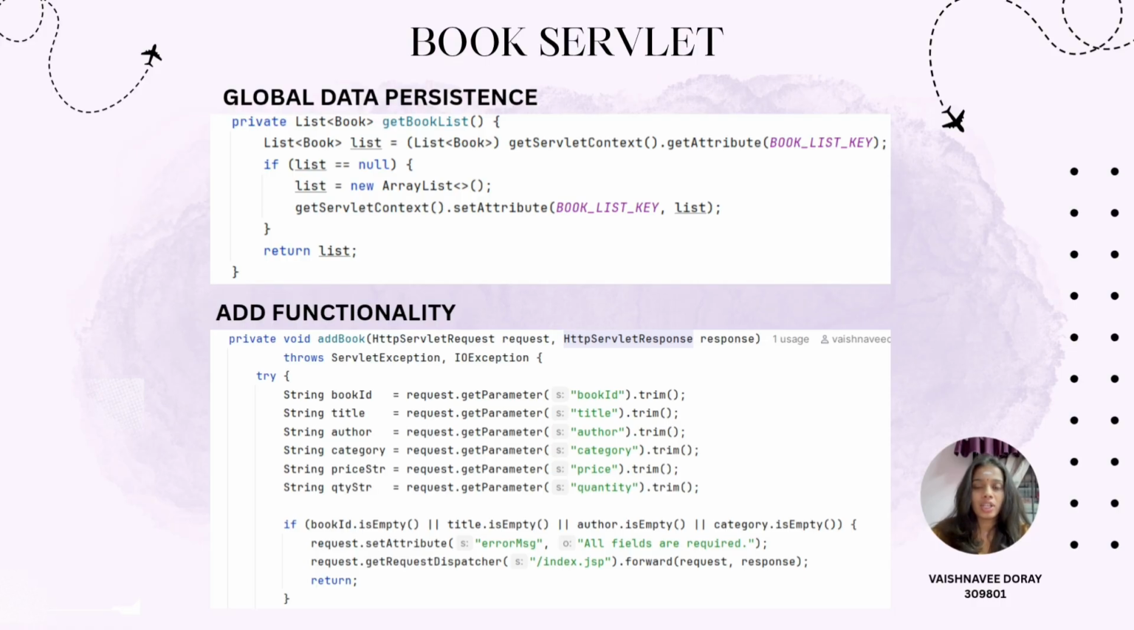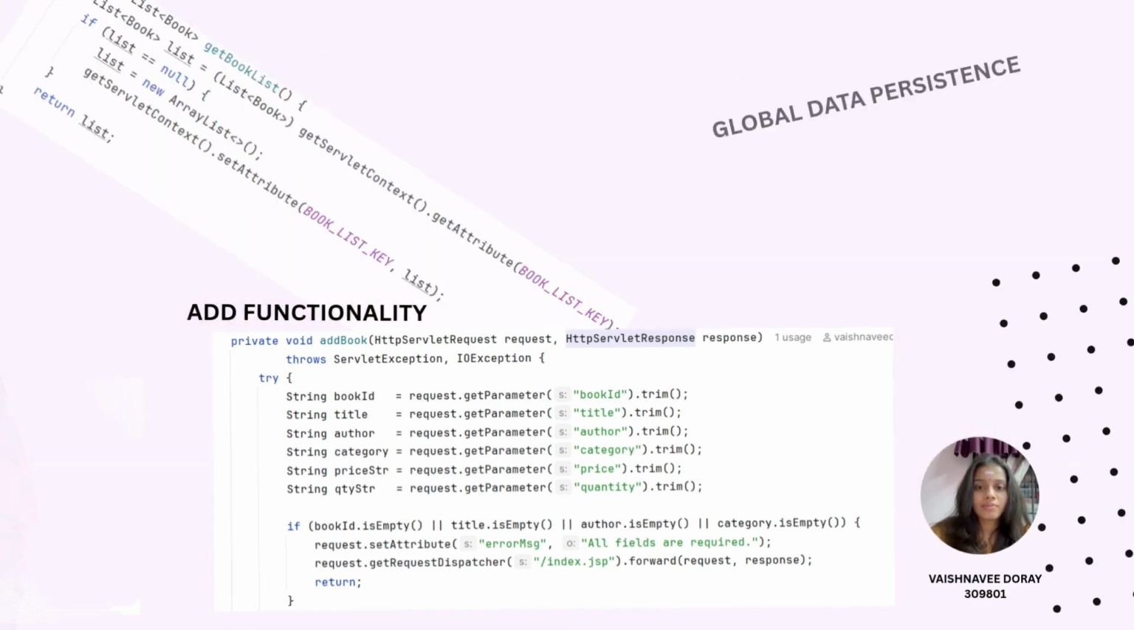In the add functionality, I implemented the add book method. It captures the book details and used .trim to clean up the input. Crucially, I added a validation check to ensure all fields are filled. If any are empty, the user is redirected back with an error message, ensuring we only save complete records.